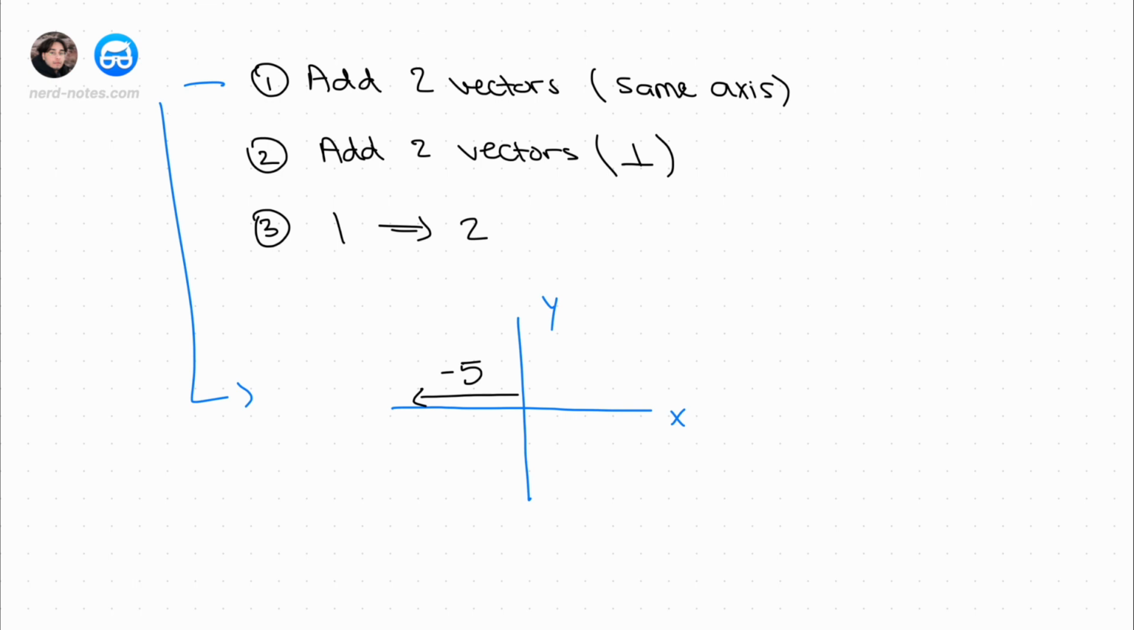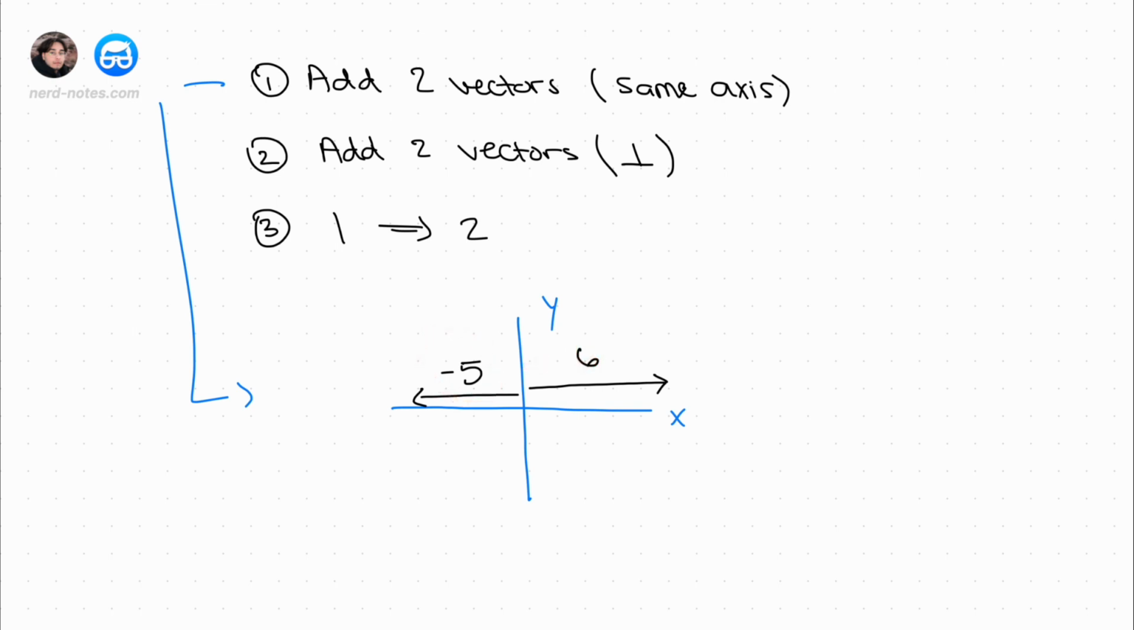Let's call this one a little longer. Let's say this is a 6-unit vector, and of course that's going in the positive direction. And so again, I want to find the net or the total in this case. All I have to do is literally add them like how I would add numbers. So in this case, I'm just going to do -5 plus 6.